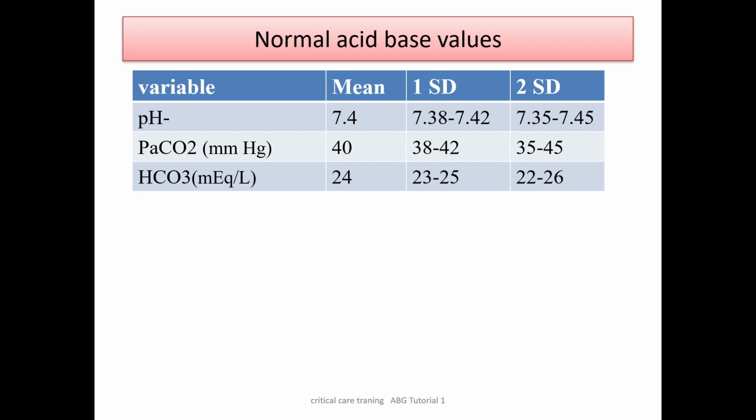The pH mean value is 7.4. Anything below 7.4 is acidemia, anything more than 7.4 is alkalemia. PCO2 of 40: anything less is respiratory alkalosis, anything more is respiratory acidosis. Bicarbonate 24 is the mean, with less than 24 being metabolic acidemia, and more than 24 being alkalosis. So that's what we should remember.